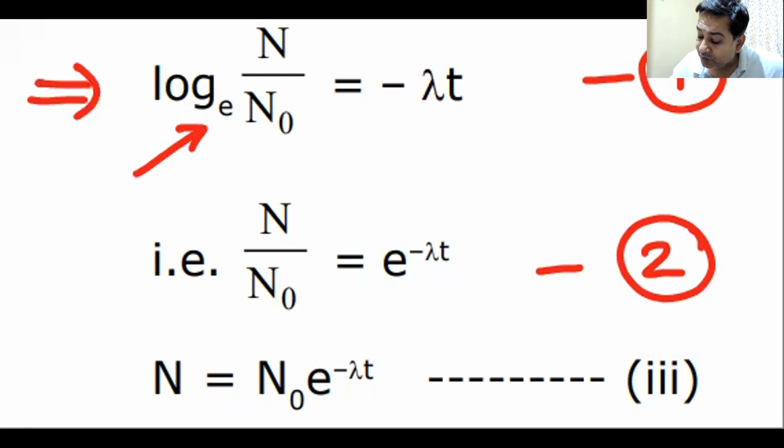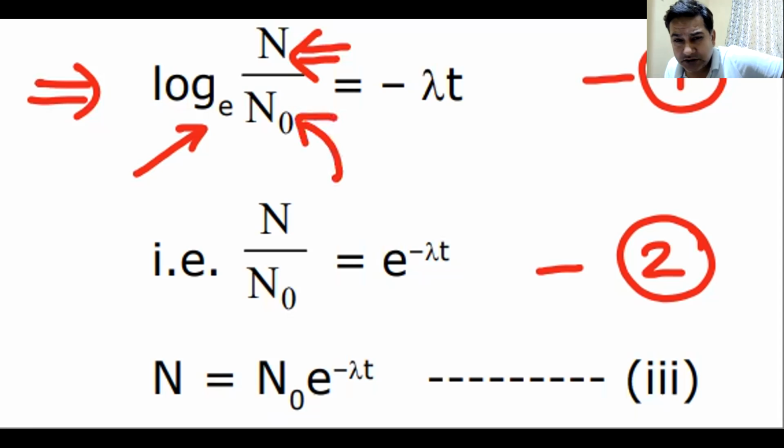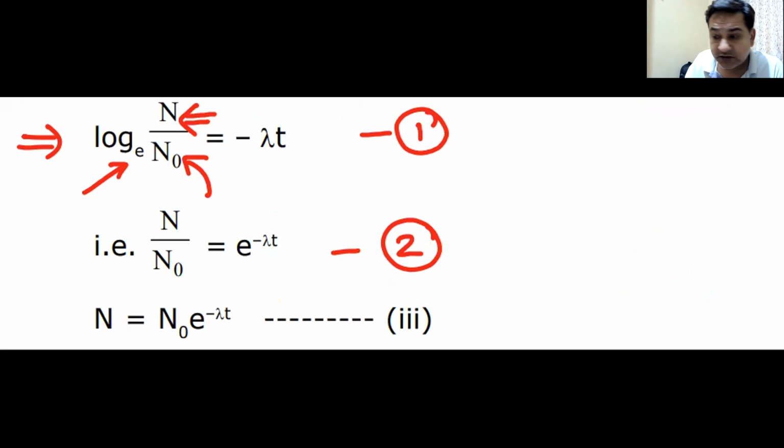What does N stand for here? N stands for the number of nuclei at this time. What does N naught stand for here? It is the number of nuclei in the beginning of the process. So please note it down. Do not sit. I am seeing everyone sitting, and that is a big negative thing. You have to note this down.